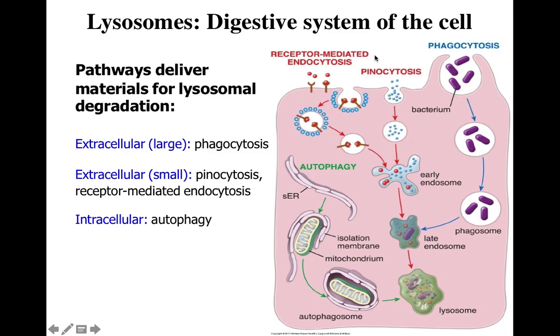So these are two extracellular mechanisms, or rather three mechanisms: phagocytosis, pinocytosis, and receptor-mediated endocytosis, which help the cell engulf particles which come from the outside. This is the reason the lysosomes are also known as the stomach of the cell, because they help in the digestion process of different products.